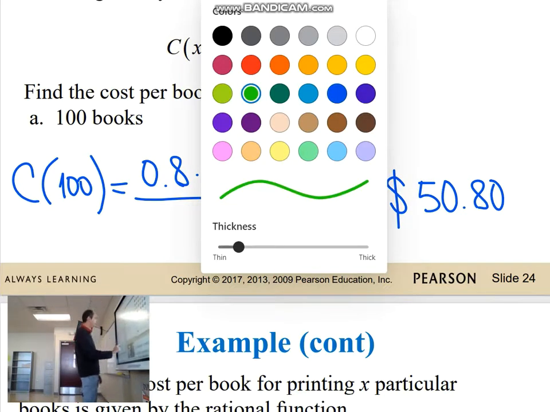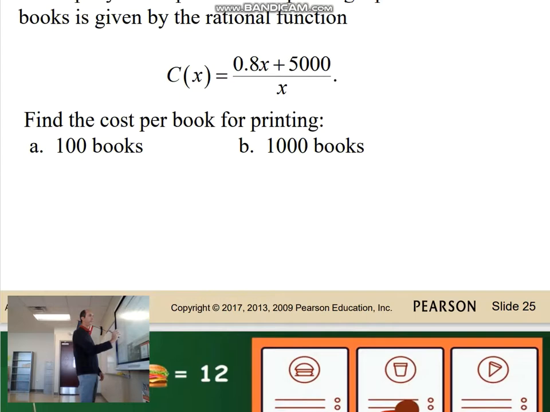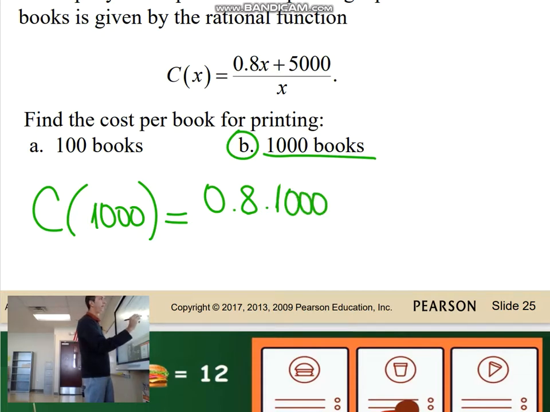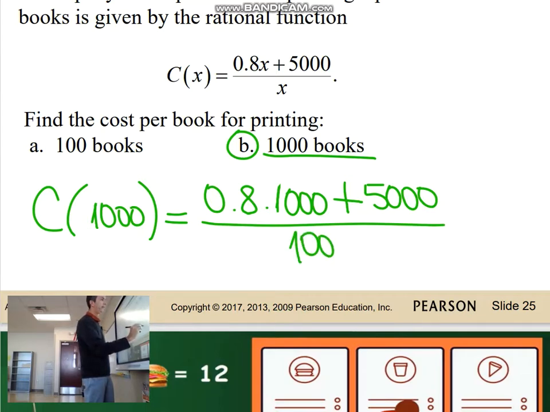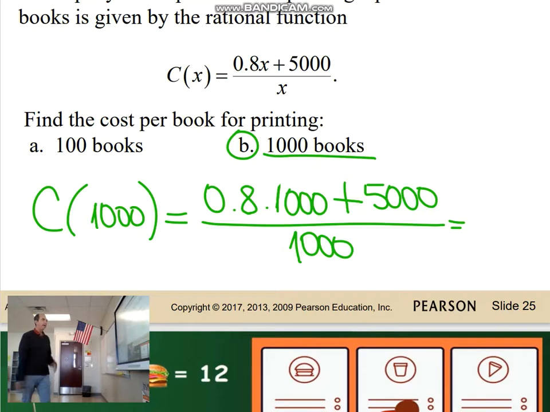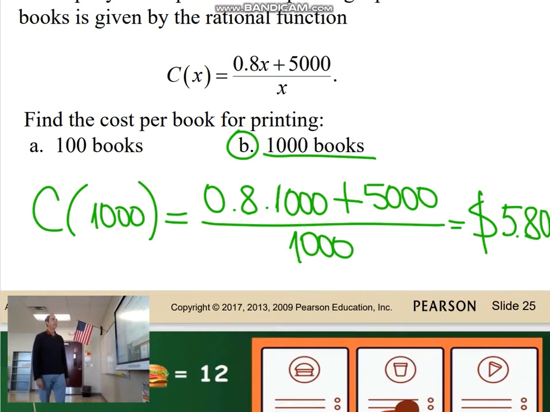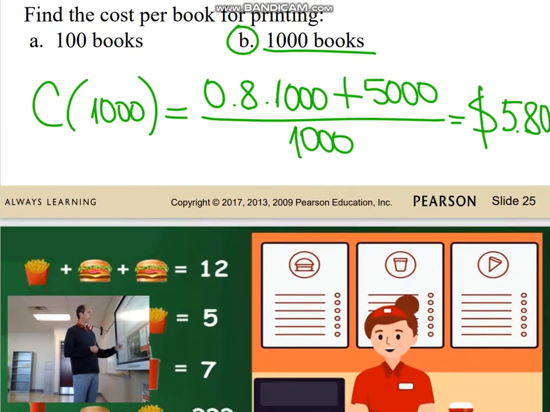And the next one, for letter B, 1,000 books. The cost of 1,000 books equals 0.8 times 1,000 plus 5,000 over 1,000. You can use a calculator, do the math, and this is going to be $5.80. This is the last example of section 6.1. We have finished.